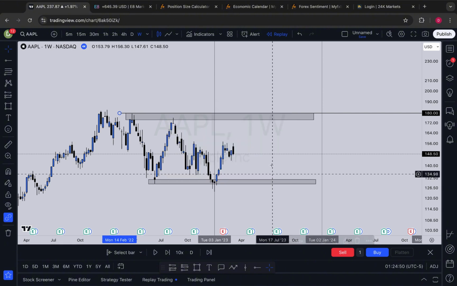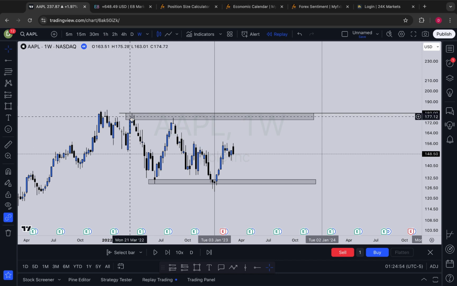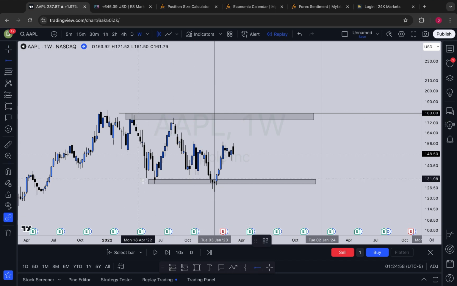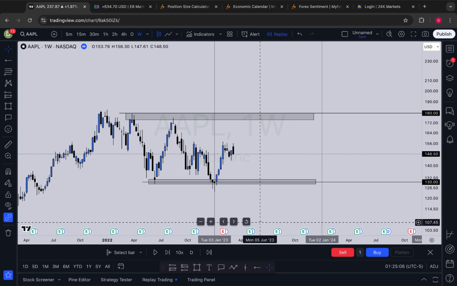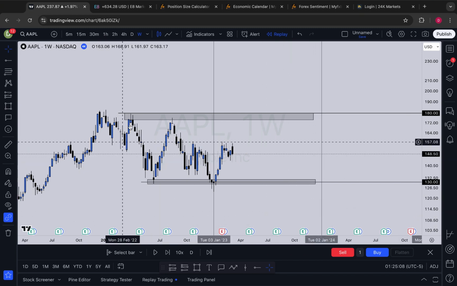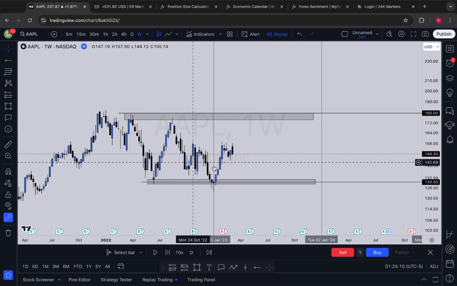So we have $180 up top, a high of 180 bucks from March 28, 2022, and we have a low point or support of 100 and let's say 130 bucks. Okay, right in the middle. So we're hovering in between this lane. It's been about a year now.